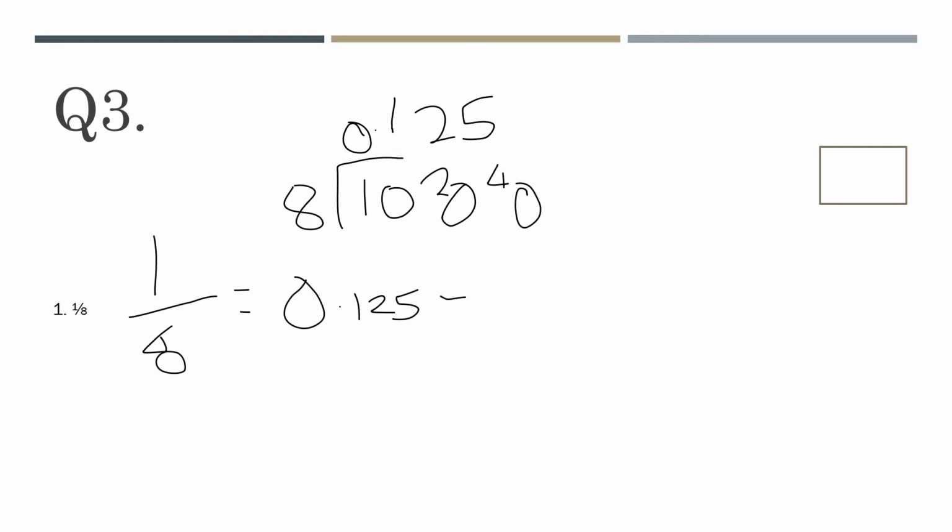0.125. Now, when we're converting from decimal to percentage, decimal times 100 equals the percentage. So 0.125 times 100 equals 12.5%. Now, let's write the answer in the box. So as a decimal, it equals 0.125, and as a percentage, it equals 12.5%.